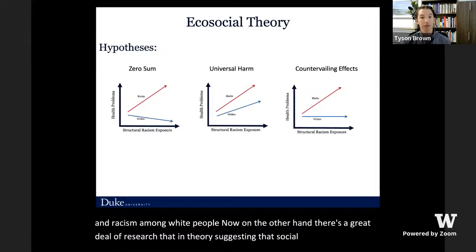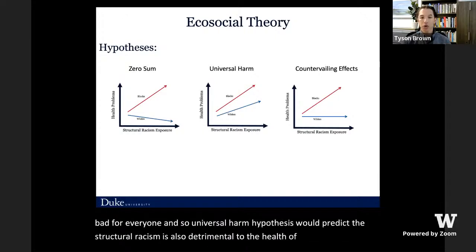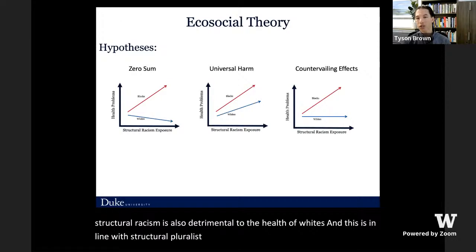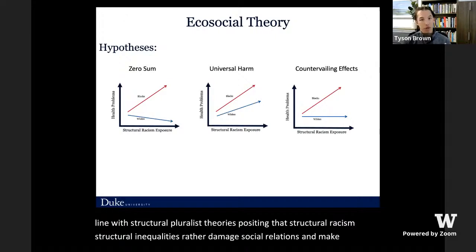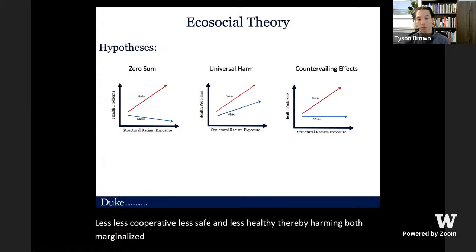Now, on the other hand, there's a great deal of research and theory suggesting that social inequality is in fact bad for everyone. And so the universal harm hypothesis would predict that structural racism is also detrimental to the health of whites. And this is in line with structural pluralist theories positing that structural inequalities damage social relations and make society as a whole less productive, less cooperative, less safe, and less healthy, thereby harming both marginalized and also dominant groups.